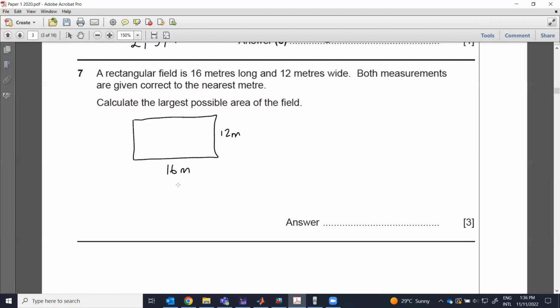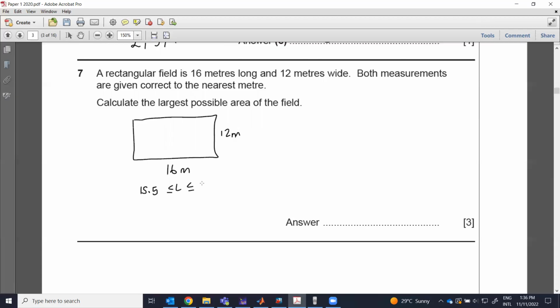So you need to come up with a range. So here, our length, we need to come up with a length. Now, if I wanted to round off a number to 16, I could have 15.5. That's the smallest that it can be. If it is less than 15.5, then I'll round it off to 15. So the smallest that it can be is 15.5.